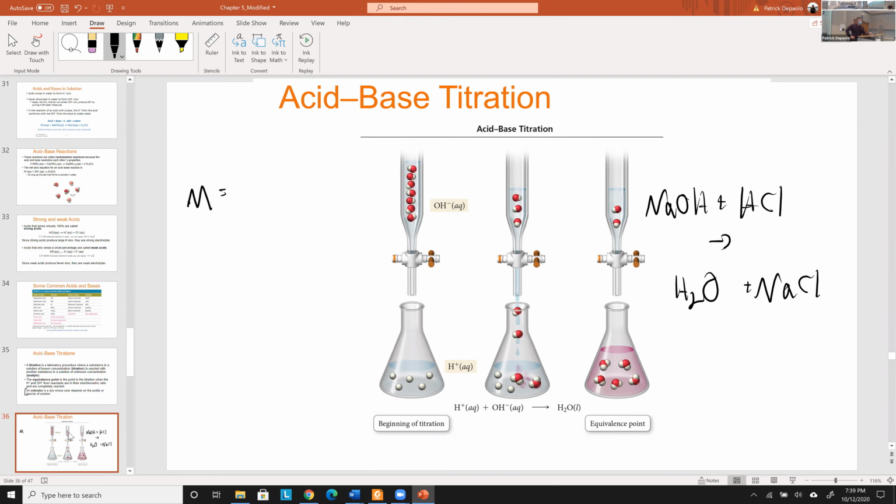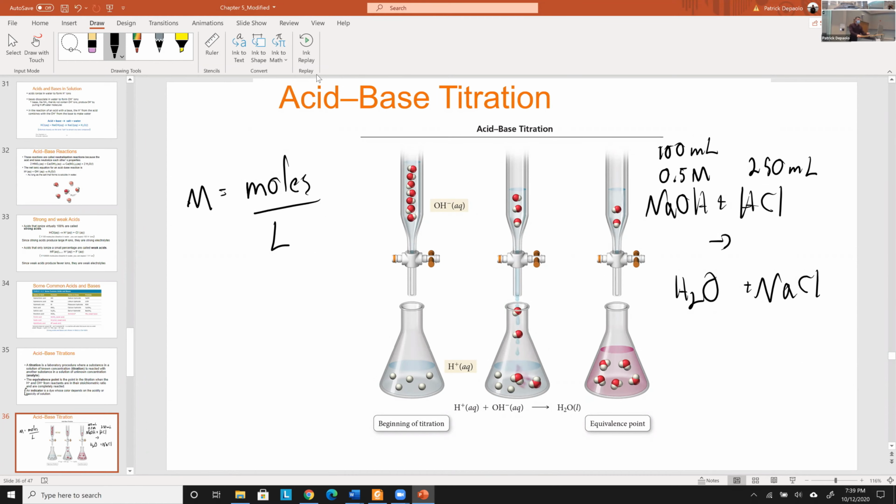Molarity is the easiest way, the SI unit for concentration. What you do is the moles divided by the liters. Very easy. So let's say you have 250 milliliters of HCl, an unknown concentration of HCl. To neutralize this HCl, it takes you 100 milliliters of the NaOH that is 0.5 molar concentration to neutralize it completely.